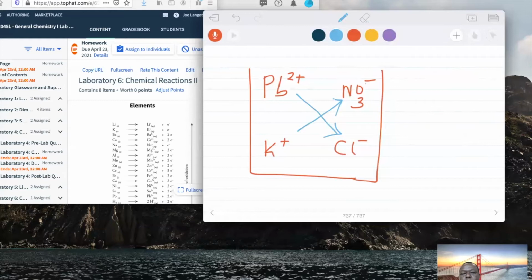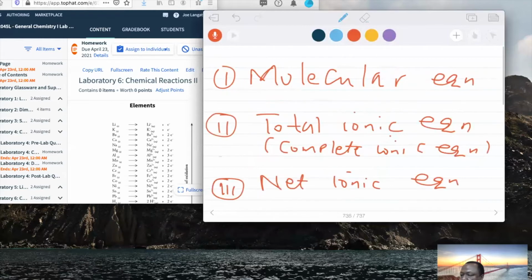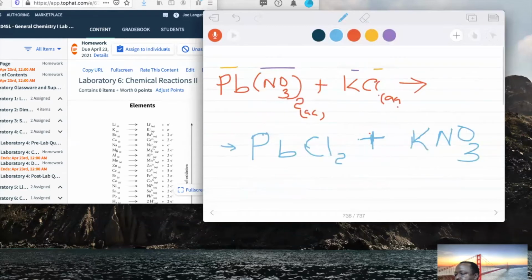So far so good. Now, in order to come down to the last two, the total ionic or complete ionic and the net ionic equation, we need to balance this equation and we need to indicate the physical state of your compounds. Is it solid, is it liquid, or is it gas?